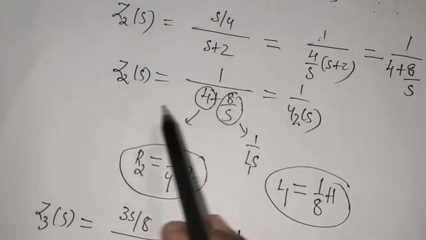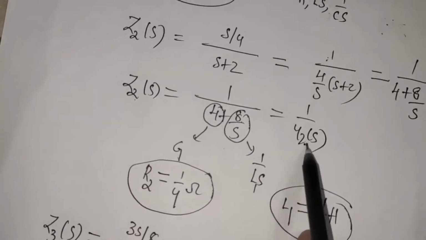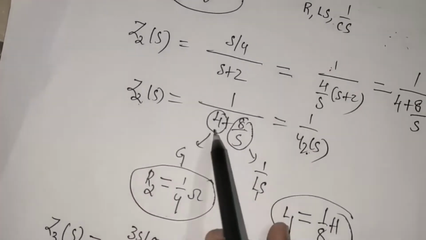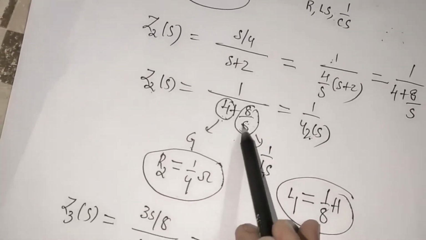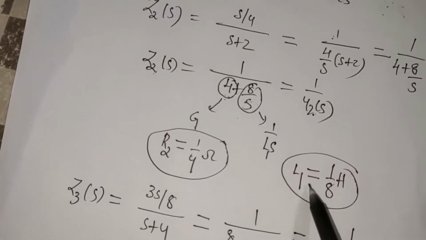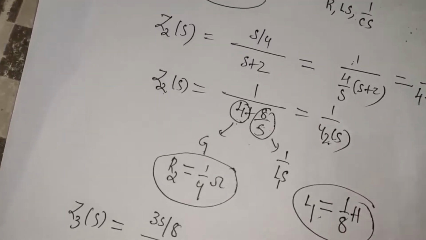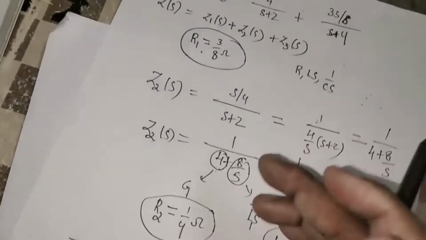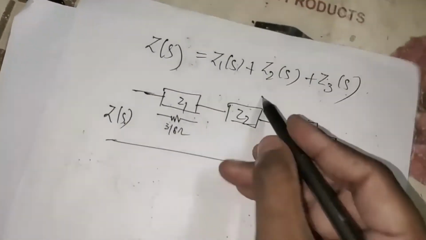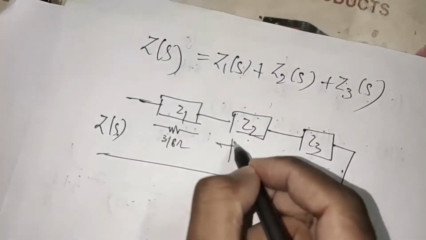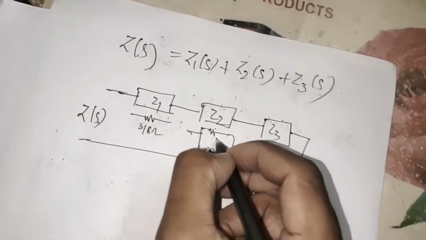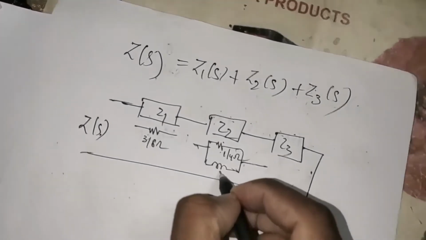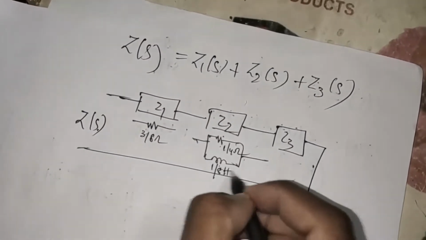Instead of Z2, as you can see, Z2 is represented as 1 by Y2. Since Y is being added here, and you know if admittances are added, these two elements should be in parallel. So resistor 1 by 4 and inductor 1 by 8 Henry should be in parallel. But this parallel combination should be in series with Z1. So Z2 indicates the parallel combination of R and L. R value is 1 by 4 ohms and inductor value is 1 by 8 Henry.